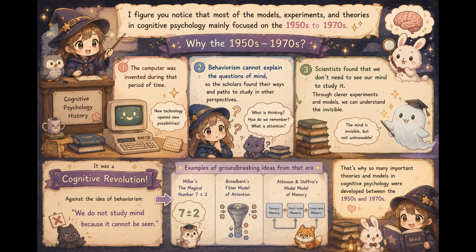1. The computer was invented during that period of time. 2. Behaviorism cannot explain the questions of the mind, so the scholars found their own paths to study it from other perspectives. 3. Scientists found that we don't need to see our mind to study it, such as Miller's The Magical Number 7 plus or minus 2, Broadbent's filter model of attention, and Atkinson and Shiffrin's model of memory. It's all because during that time, there was a cognitive revolution against the idea of behaviorism.